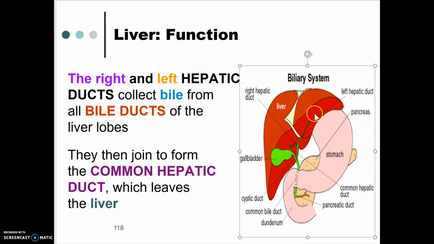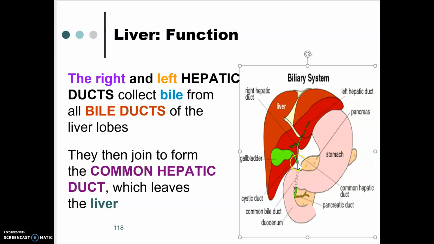So here we've got our left hepatic duct, and that's going to collect bile from the left lobe, and then over here we've got the right hepatic duct, and that's going to collect the bile that's formed in the right lobe of the liver. Now these two ducts are going to come together, and that's going to form this common hepatic duct. And that common hepatic duct is going to travel down to where we get into the meeting of this cystic duct, which we'll talk about in a second.